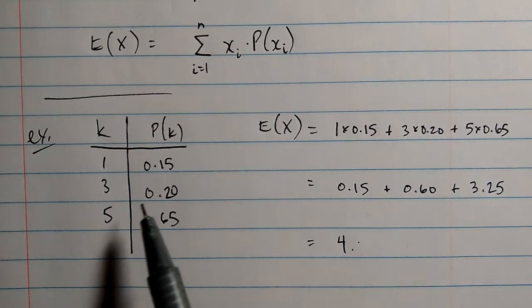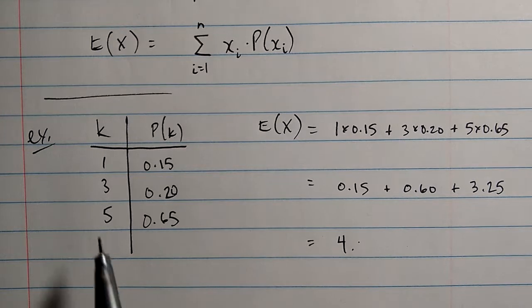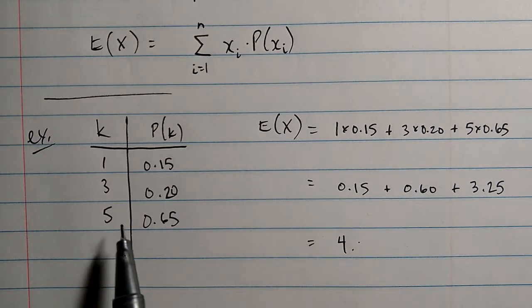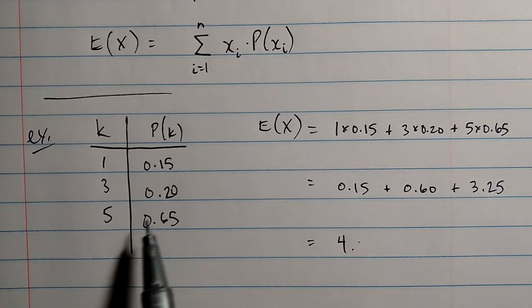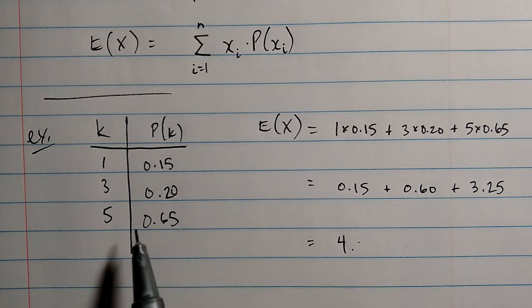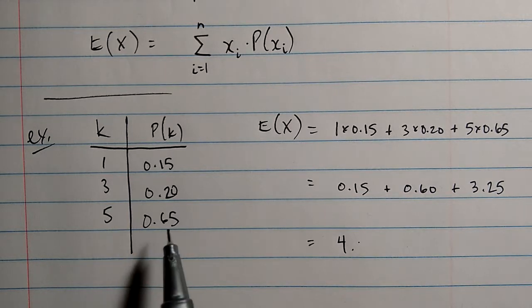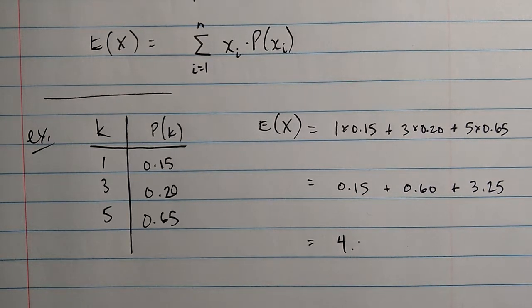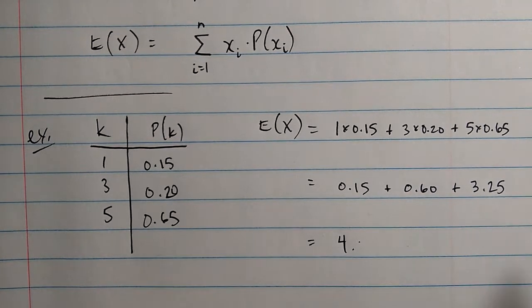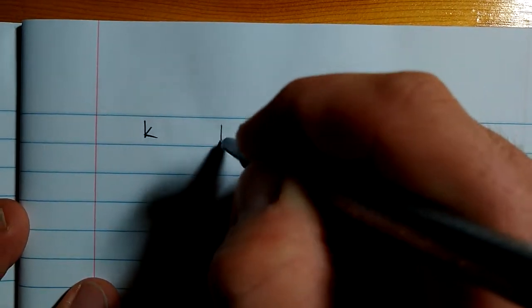So the expected value for this experiment is 4, which is pretty close to 5, and that sort of makes sense to me because most of the time we're getting a large value here. Most of the time, almost 2/3 of the time, we're getting the value 5. Okay, let's do another one. This one's going to use maybe a bit stranger numbers, or what will seem stranger. And this one is going to have a real context, which I'll explain afterwards.